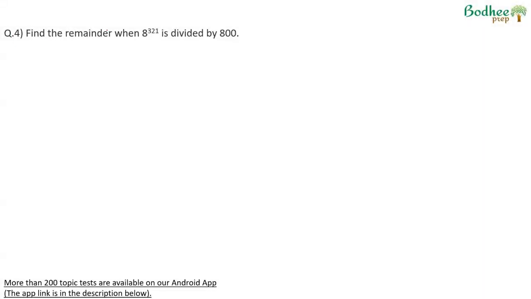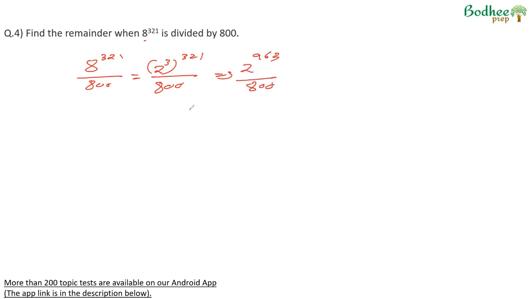Find the remainder when 8 raised to power 321 is divided by 800. Now, 8 raised to power 321 can be written as 2 cube raised to power 321. This further can be written as 2 raised to power 963 divided by 800. What we do is we divide this by 8, that is, divide by 8 or 2 cube. 2 cube removed from 963 will be 2 raised to power 960, divided by 8 will be 800.